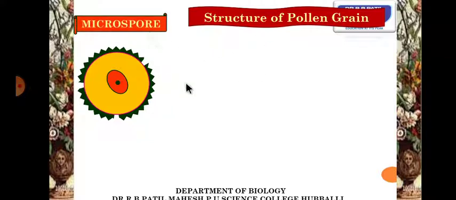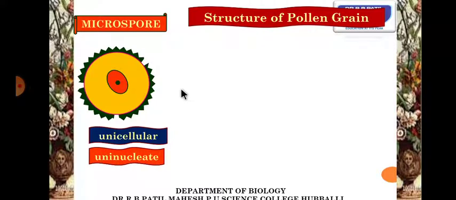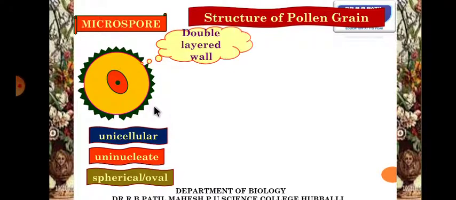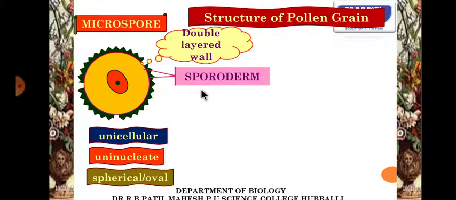Microspore is another name for the pollen grain. Pollen grain or microspore is unicellular, made up of a single nucleus, and the pollen grain which we have taken here is spherical or oval. Pollen grain, that is a male gametophyte, is covered by two wall layers. Both wall layers together are called sporoderm. Sporo refers to microspore, derm refers to wall layers.